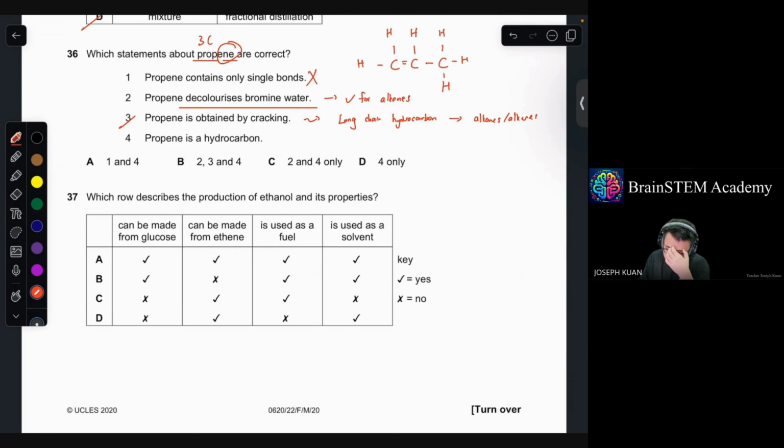All right, so 4, propene is a hydrocarbon, literally. It's a hydrocarbon, which means a compound that contains only hydrogen and carbon. So the answer is B.